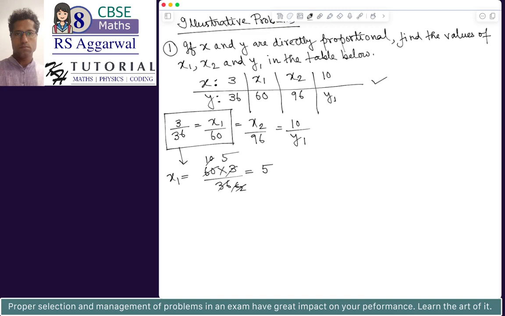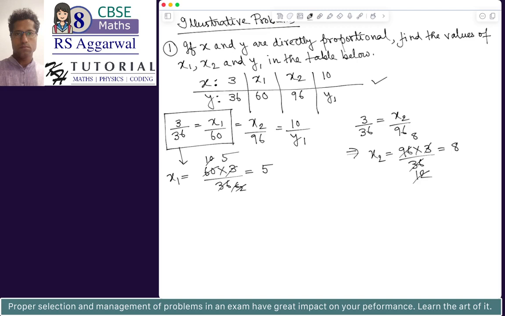Now also, I will have that 3 by 36 is equal to x2 by 96. From here I can also calculate the value of x2 as 96 multiplied by 3 divided by 36. 3 cancels 36 with 12, and 12 cancels 96 with 8. So x2 is 8.